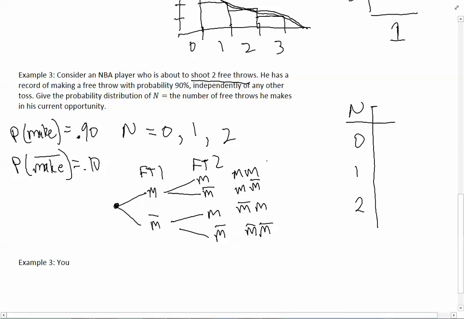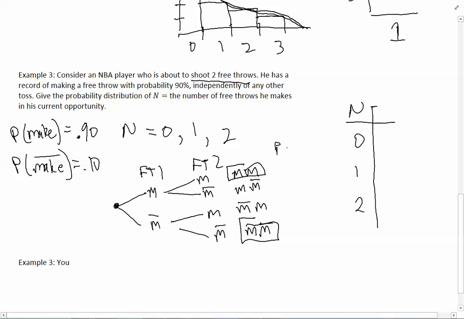And these aren't all equally likely events, right? In other words, you can't just say that these are 1/4, 1/4, 1/4, 1/4, because the probability that he makes both of them is higher than the probability that he misses both of them. There's only a 10% chance that he misses and a 90% chance that he makes. Well, since these events are independent, we could list the probability of each of these events.